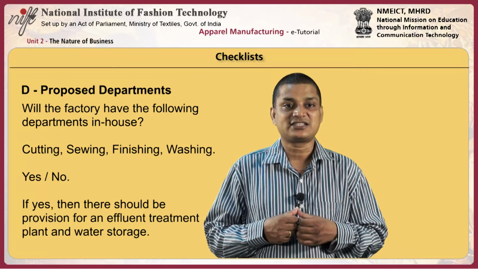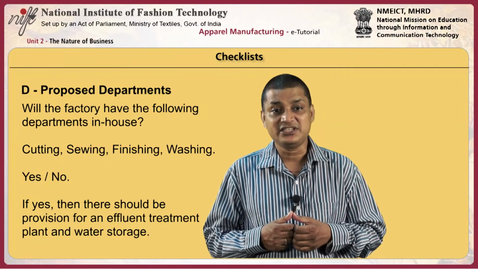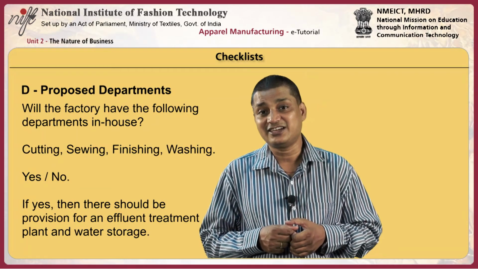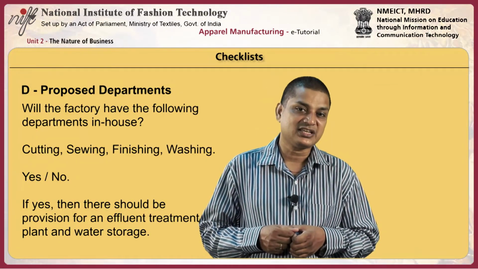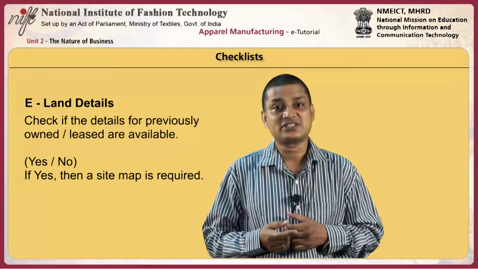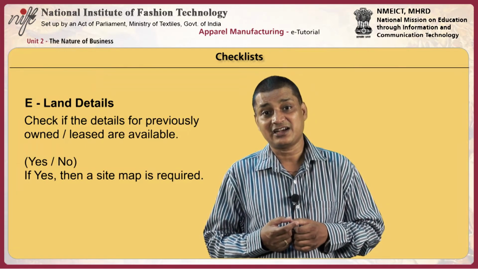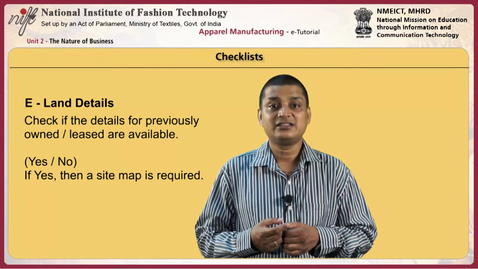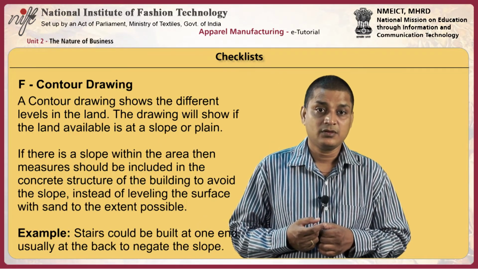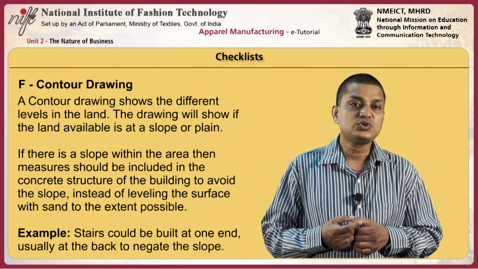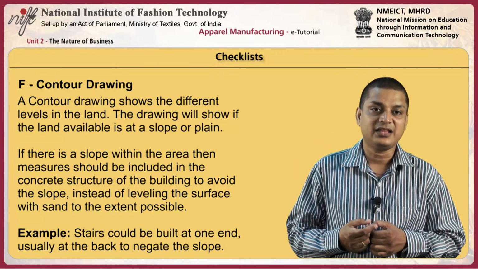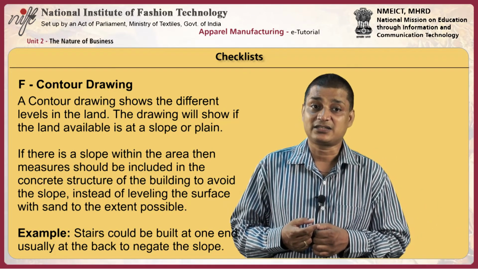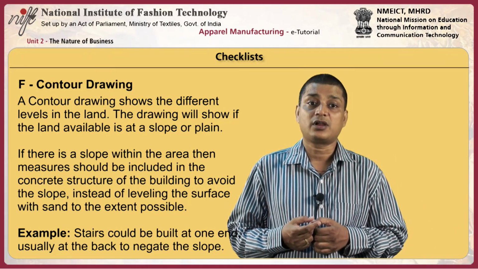You should also ask if the factory will have these departments: embroidery, printing, research and development, sampling and merchandising. Check if previously owned, leased, or rented details are available. If yes, then a site map is required. A contour drawing shows the different levels in land. The drawing will show if the land available is at a slope or a plane.